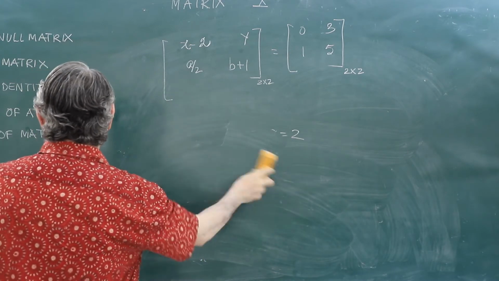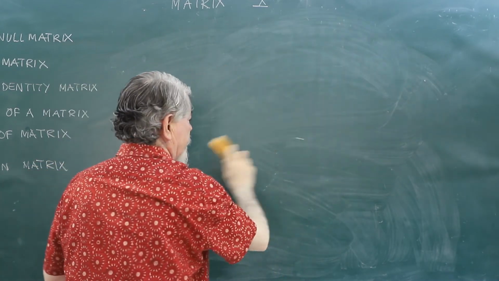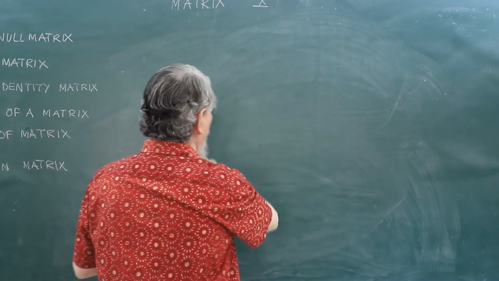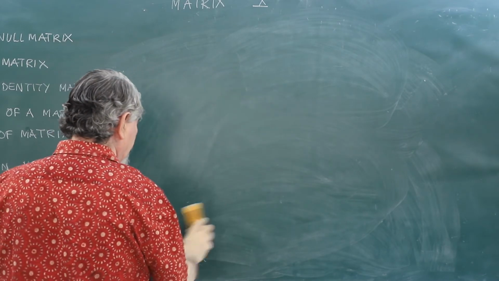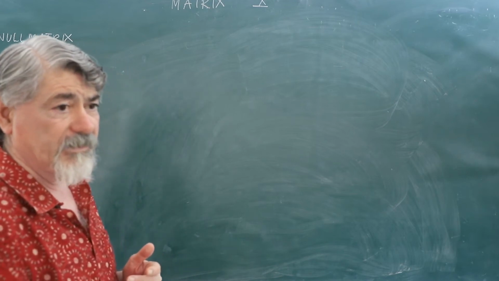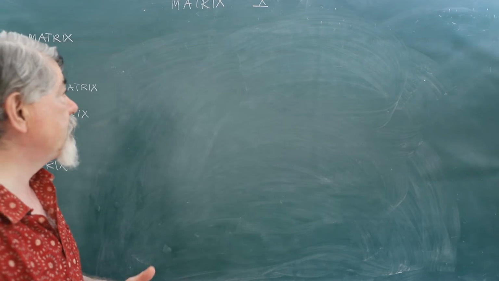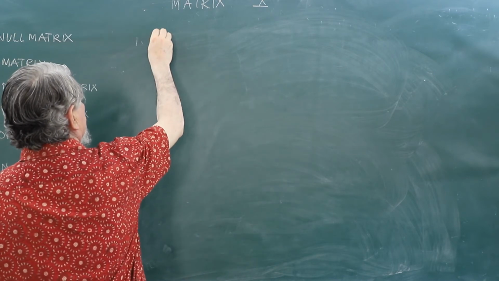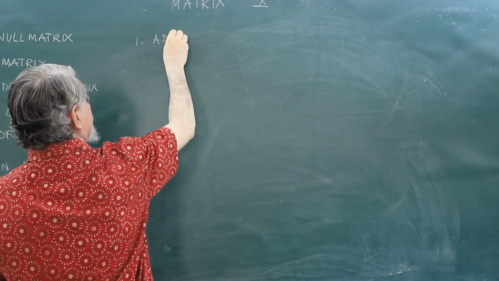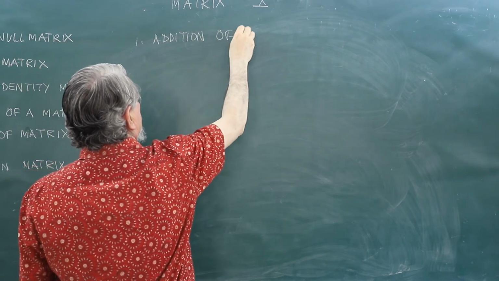The next is we are going to discuss operations on matrix. What are the basic operations, binary operations? Of course subtraction, addition, multiplication. That is what we are going to do. First is addition of matrices.